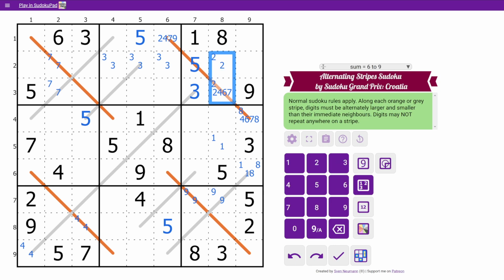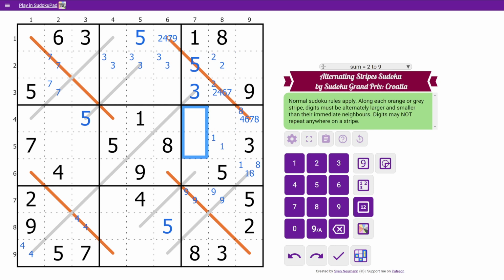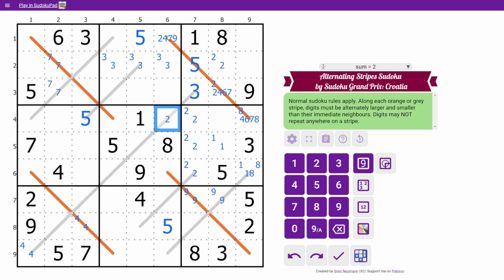The 2 has to go here somewhere. So it has to go here somewhere. Where else do we have a digit on a line? Only the 3. If it was lower, it would have to be a 2. If it was higher, it could probably be darn near anything.